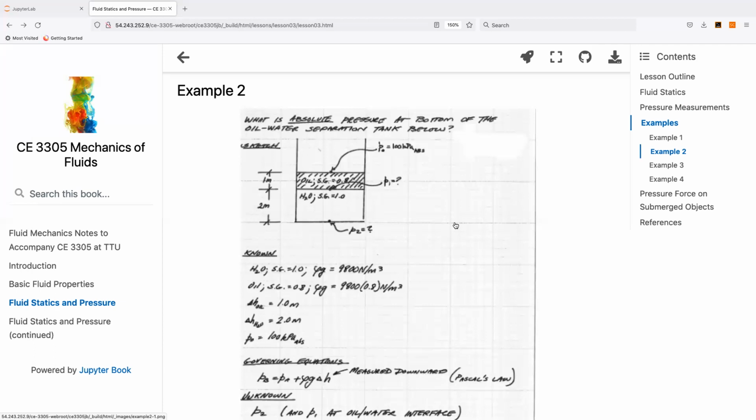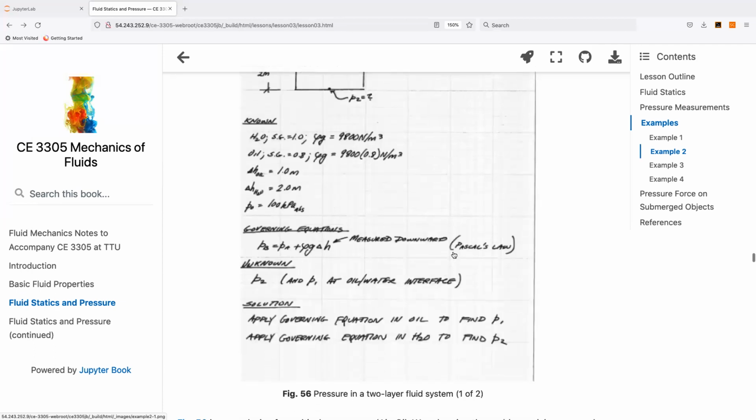So here's what we know. We know the water has specific gravity of 1. Its specific weight is 9,800 newtons per cubic meter. We have oil with specific gravity of 0.8. Its specific weight is 9,800 multiplied by 0.8 newtons per meter cubed. We have the depth into the oil of 1 meter, depth into the water of 2 meters. We know that we're starting at 100 kilopascals at the surface of the oil.